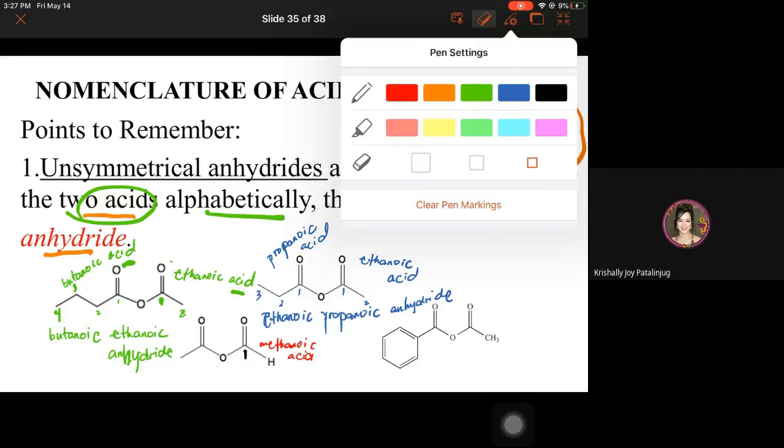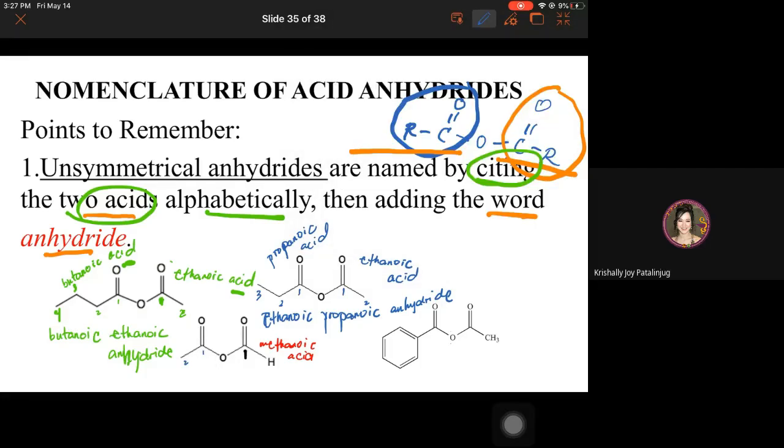What about this part? 2 carbons. Carbon 1, 2. So this is the ethanoic acid portion. So first, ethanoic, then methanoic, anhydride.